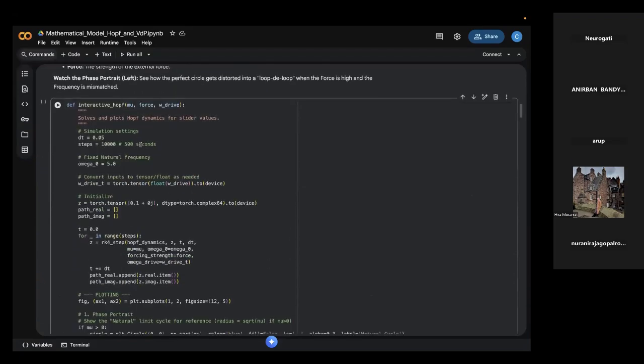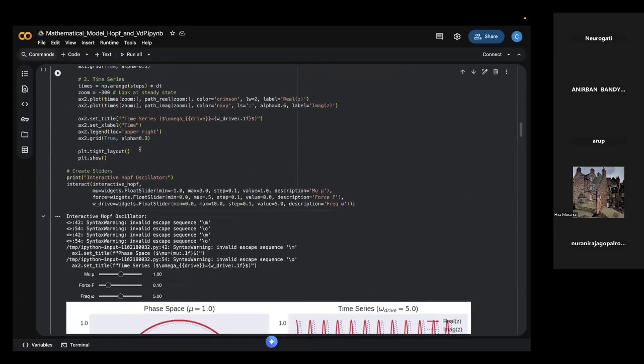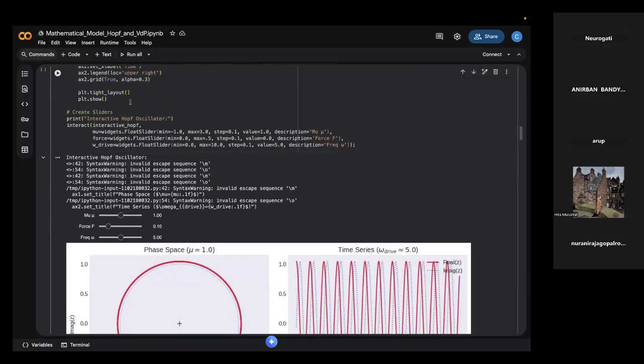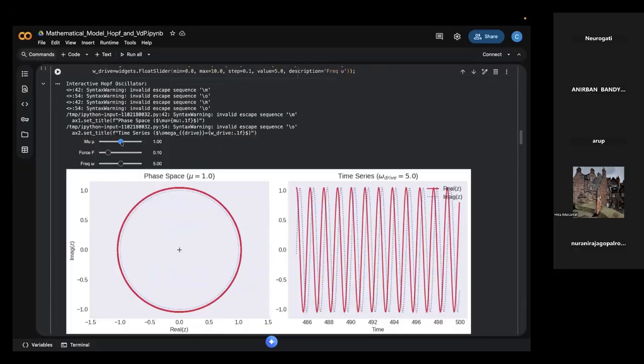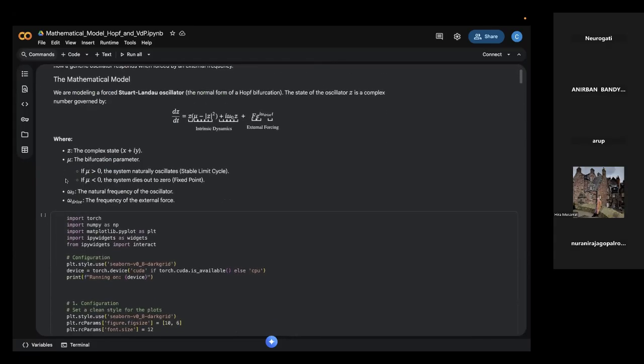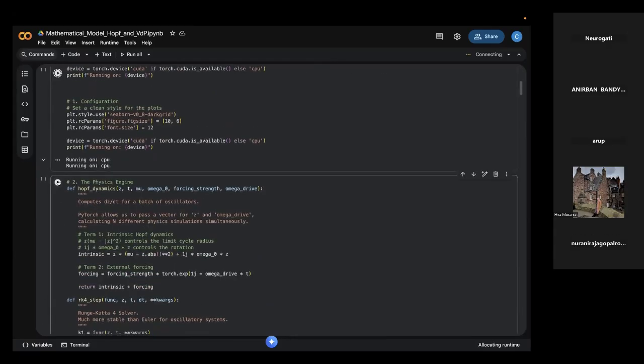Okay, so just to show, you can open this file and run the code till here, and you can play around with the parameters. Right now mu is initialized at 1. If you were to go to mu less than 0, then the oscillations will stop. So just to show the fact, let us run this.